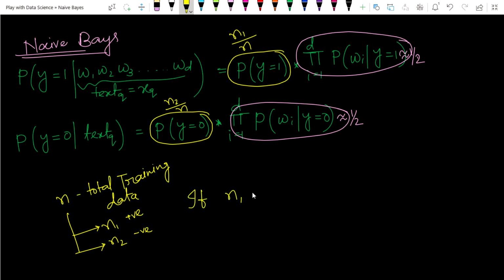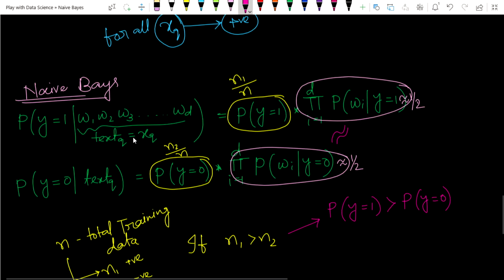So if our n1 is greater than n2, if the points of our positive class are greater than the points of our negative class, then what happens? This probability will be more than this one, and these two probabilities are approximately equal. But the main thing is the probability of y=1, which is now much larger than the probability of y=0. So we see that for any query text, our class will be the positive class. Whichever class has the larger number of data points wins. If our negative class's data n2 is larger, then our query text class will be negative. I think you will understand the situation clearly.